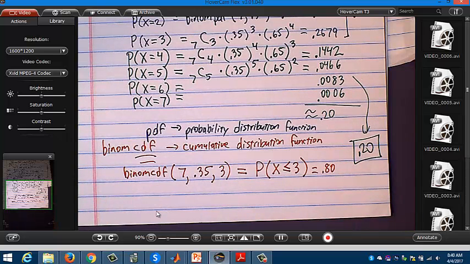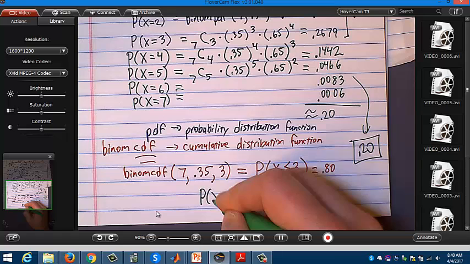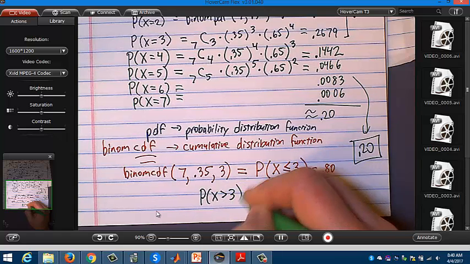And so, of course, that's not what we wanted, right? What we really wanted was the probability of X being greater than 3.